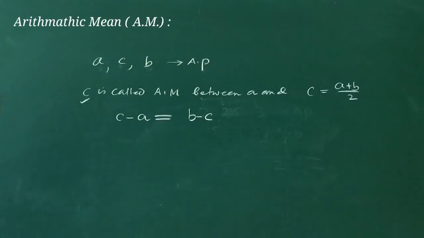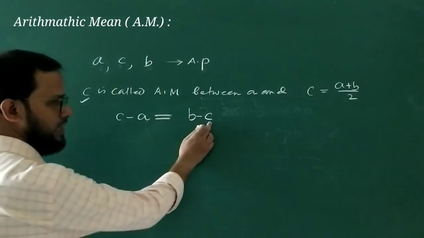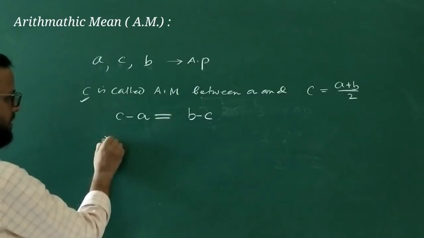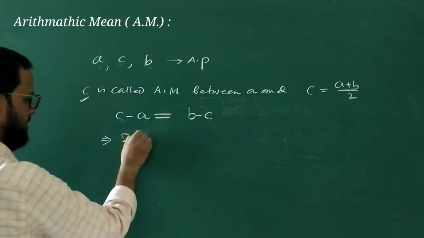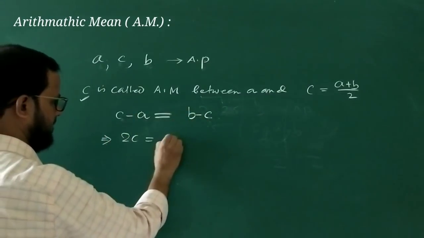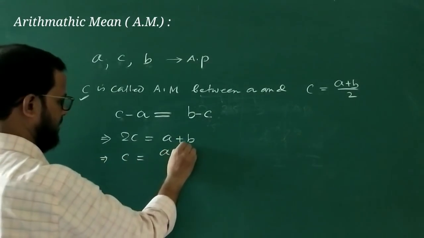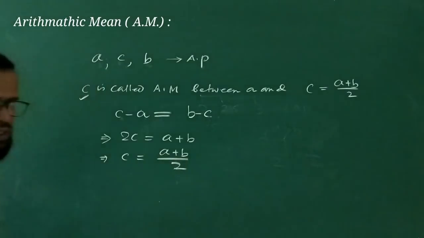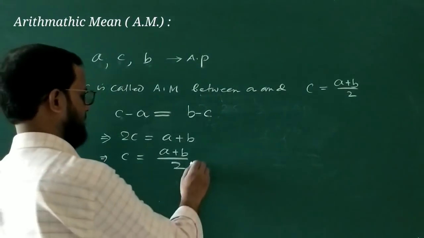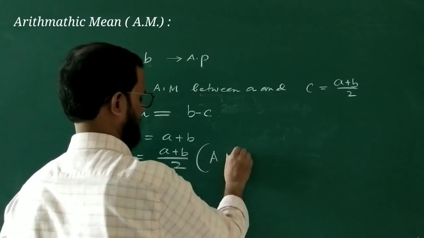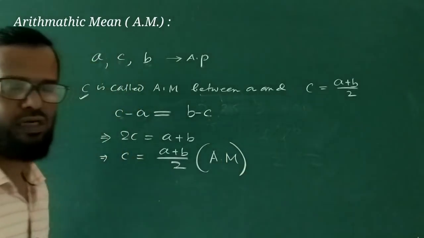And when A, C, B are in AP, then C minus A equals B minus C. From here, twice C, and if you take A to the right hand side, it will be A plus B. And therefore C equals A plus B divided by 2. This is called the arithmetic mean between two numbers.